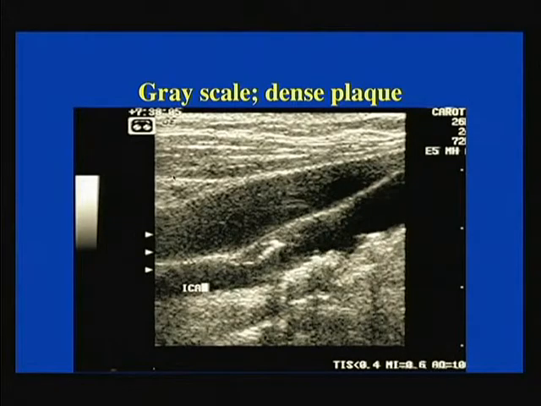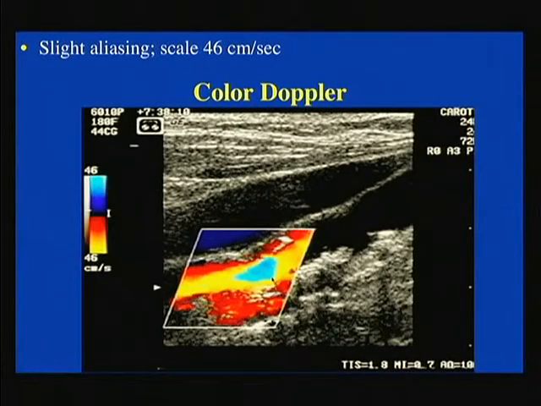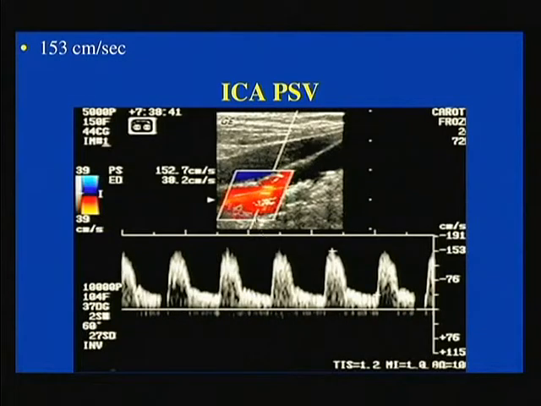So another case. This one has got more extensive, kind of dense plaque, some calcific elements, near wall, partly there. So there is some lumen narrowing here. We're seeing evidence of that. We got some aliasing. We have a peak systolic velocity of 153. Whew. We're out of the 125. I feel better already.